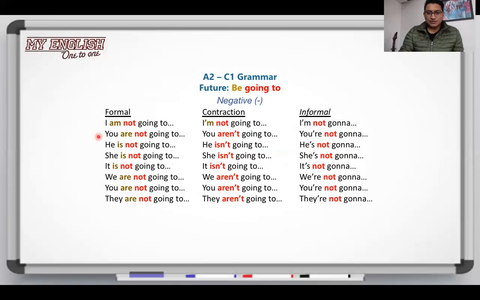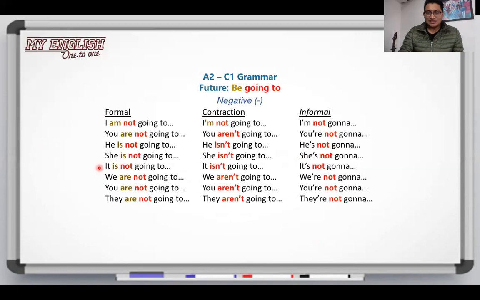You are not going to eat. You aren't going to eat. You're not gonna eat. He is not going to eat. He isn't going to eat. He's not gonna eat. She is not going to eat. She isn't going to eat. She's not gonna eat.